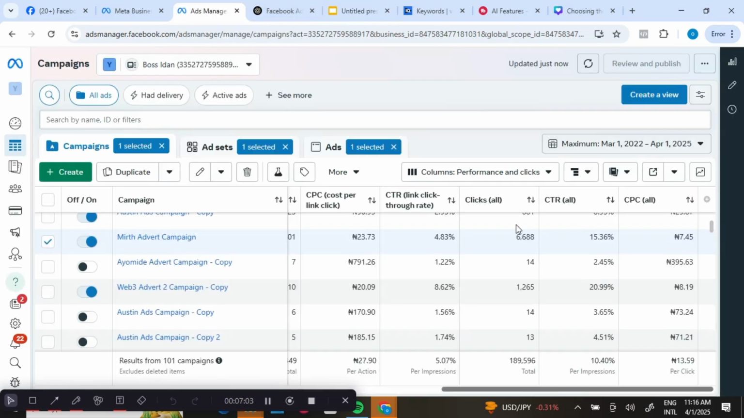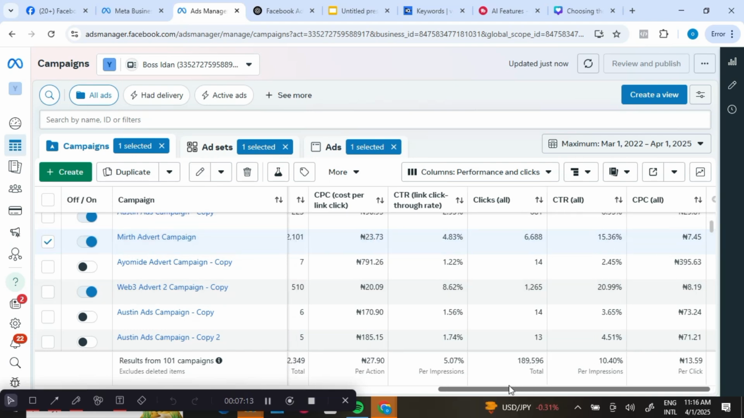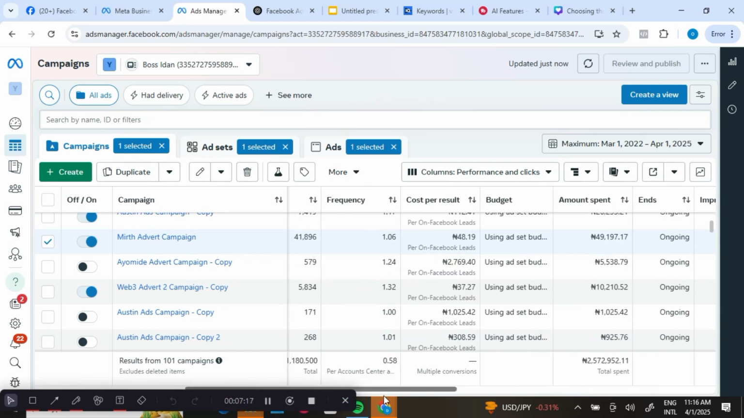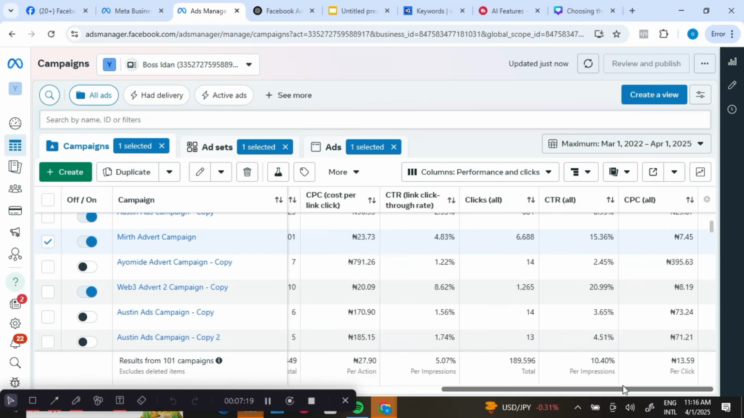So in my case, how much am I paying for my CPC? Let's say 23 naira, which is low. So this ad is actually performing very well. So it is very good that you always come to your ad manager like this to see how your ad is performing before you switch off your ad, right?